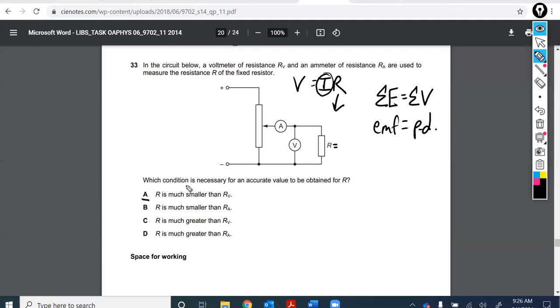And so A is a necessary condition that's always going to be true, where, again, D seems reasonable upon first glance, but if you think through it a bit more carefully, you can really say, well, A is the best answer to this. The resistance of this should be much smaller than the resistance of my voltmeter, because ideally my voltmeter is going to have close to infinite resistance if I want an accurate value. And so choice A is the correct answer to this question.